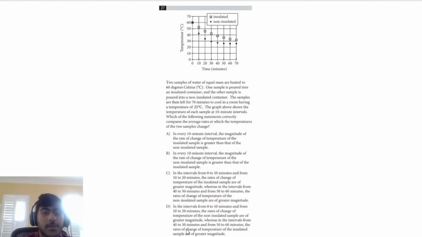Let's move on. Number 27. We're told that 2 samples of water of equal mass are heated to 60 degrees Celsius, and one sample is poured into an insulated container, and the other sample is poured into a non-insulated container. The samples are then left for 70 minutes to cool in a room having a temperature of 25 degrees Celsius. The graph above shows the temperature of each sample at 10-minute intervals, and we're trying to compare the average rates of change at different intervals.